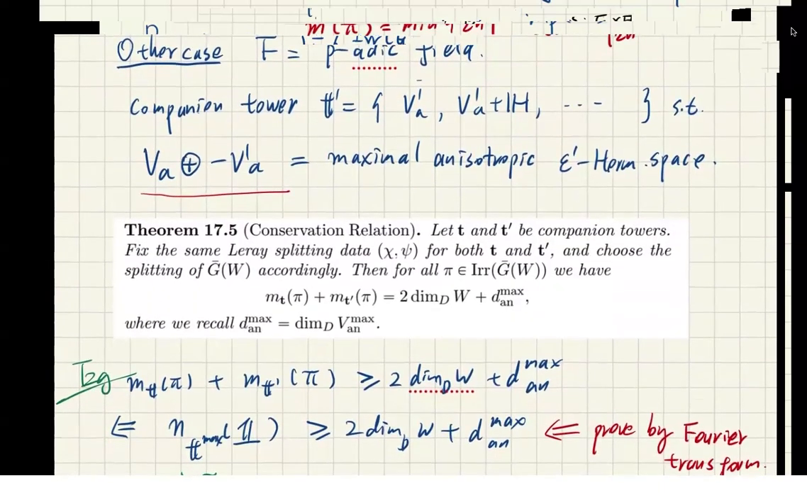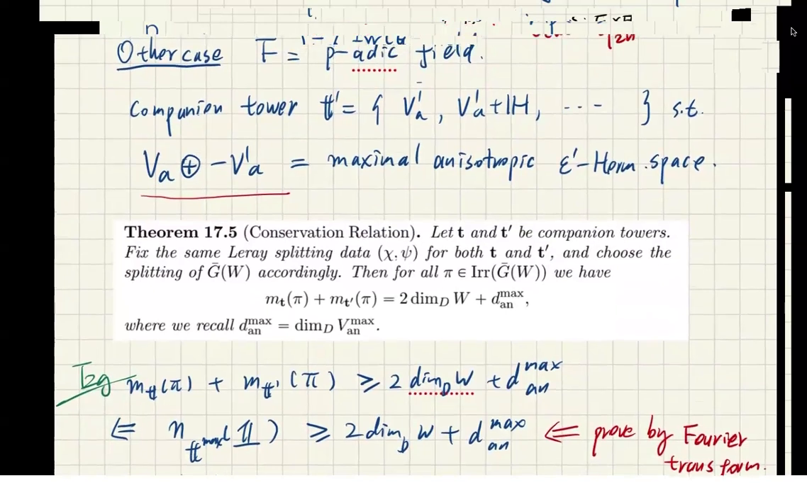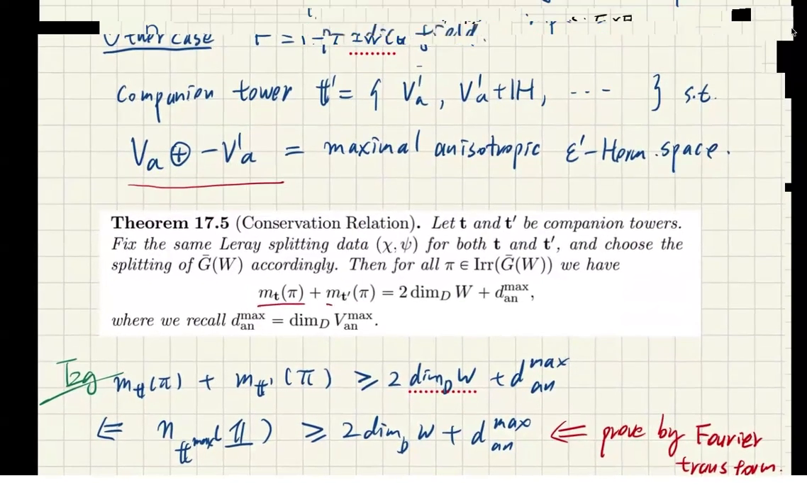In this case, the conservation relation reads that the first occurrence of pi for the Witt tower T, plus the first occurrence for the Witt tower T prime, added together, is 2 times the dimension of the original space where G acts, plus the maximal dimension of the anisotropic space of type epsilon prime.